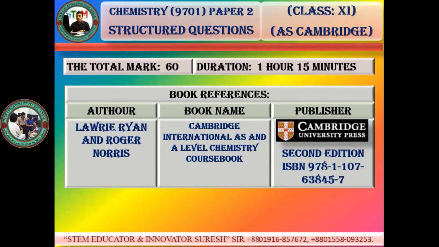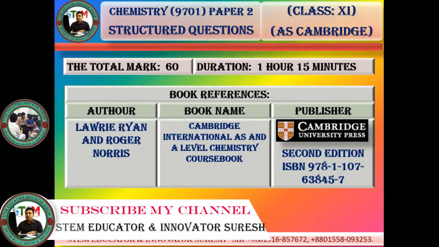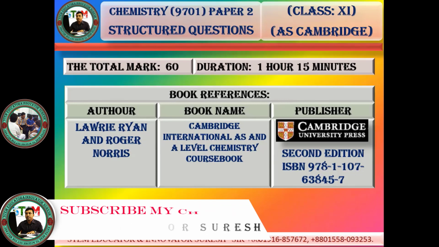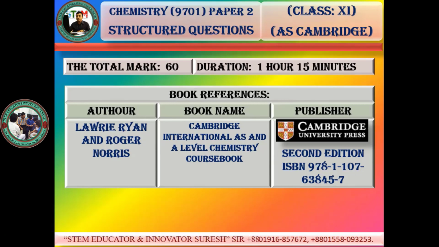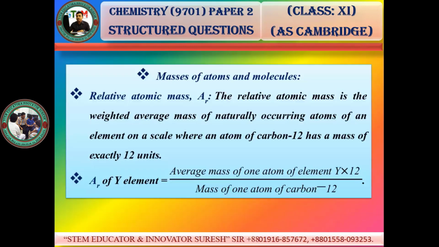So, book references: the name of the book is Cambridge International AS and A Level Chemistry Course Book. Authors are Lawrie Ryan and Roger Norris, and the publisher is Cambridge University Press, 2nd edition, ISBN 9781107638457. Today we will discuss chapter 1, and the name of the chapter is Moles and Equations. Well, masses of atoms and molecules.